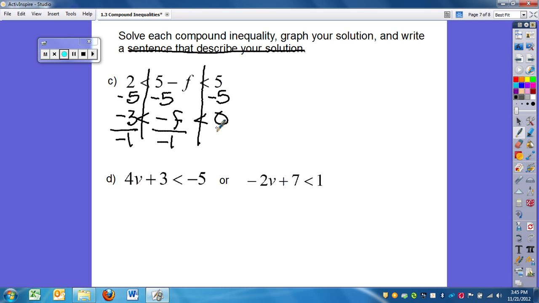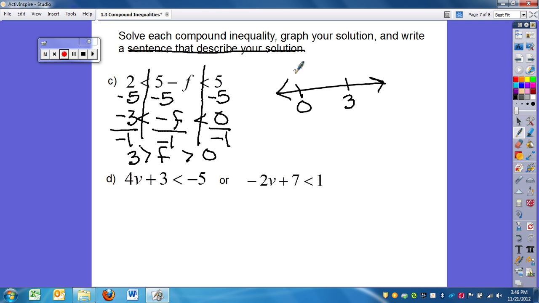And hopefully something's going off in your head, like, oh, we divided by a negative. And you should be correct. We flip the sign. So instead of less than, it's now greater than f and greater than 0. Graphing it off, 0, put them in numerical order because it is a number line. 3 should have an open circle, and then we're in between.